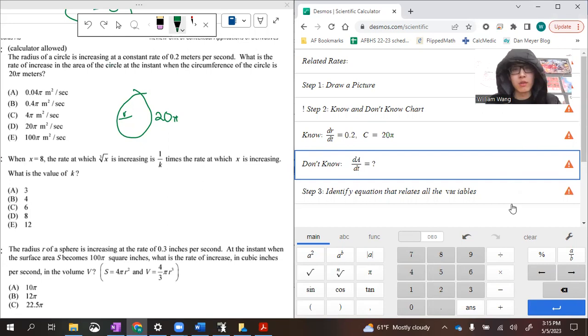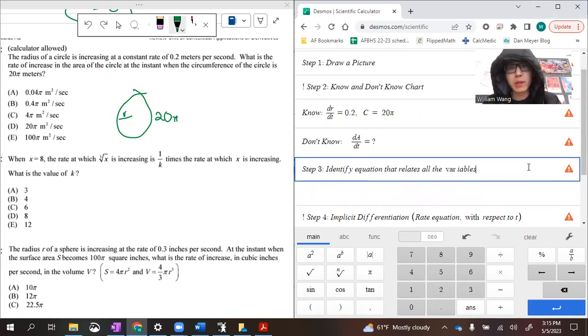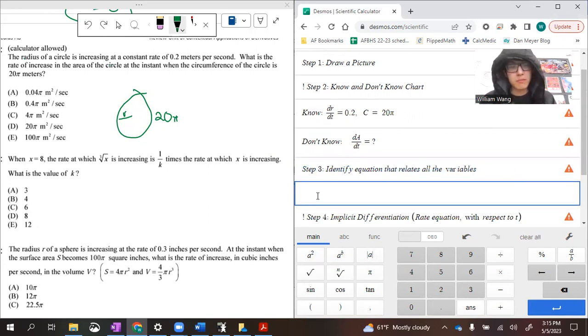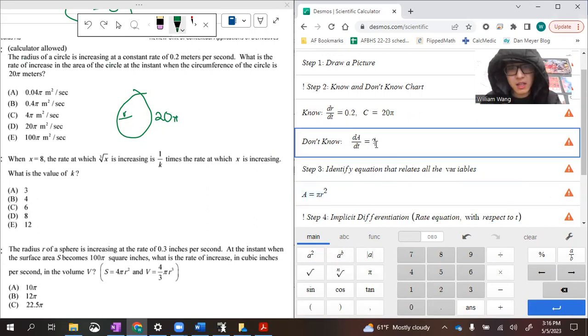All right, so I have my know and don't know chart. Identify the equation that relates all the variables. All right, so this one's a little tricky, and I'll show you how I would think about this. So I'm dealing with a circle. Normally, I've just jumped straight to area is equal to pi r squared, right? And that makes sense because I'm looking for the rate of change of the area, I'm given the radius, etc.